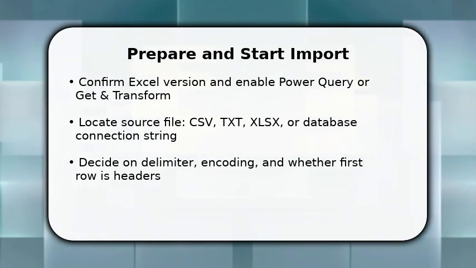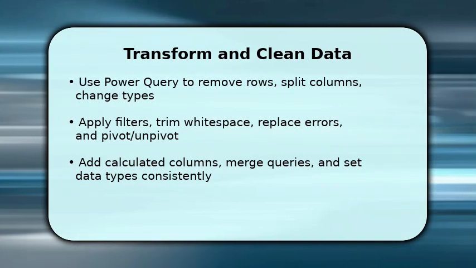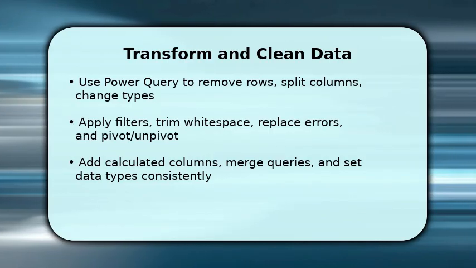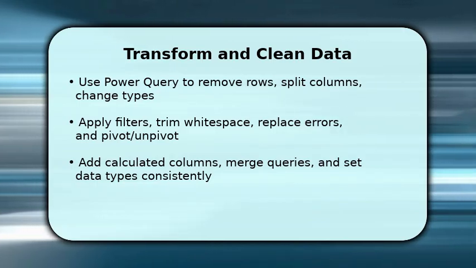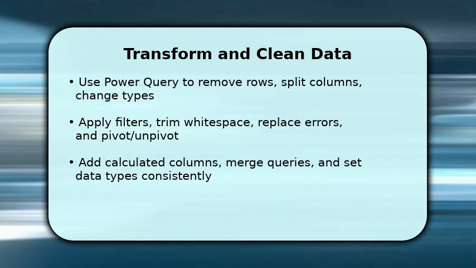Now you focus on the middle steps, cleaning and shaping with Power Query. Use Remove Rows, Split Column, and Change Type to enforce consistent formats. This reduces downstream errors. Once done, apply Trim and Clean to remove stray whitespace and use Replace Errors for known anomalies. If needed, merge or append queries to combine sources and add calculated columns for derived metrics.